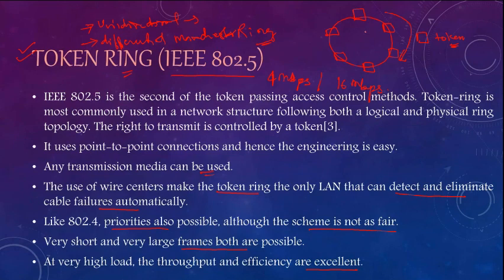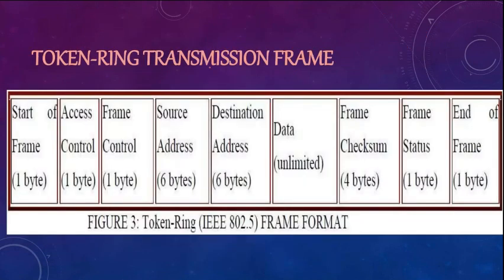Okay. Here, what is the frame? Here also the frames are given: start of the frame, then access control, flow control, source address, destination address, then data, which has no limit. Then the frame checksum for errors, frame status, and end of the frame. The start of the frame and end of the frame are basically delimiters.